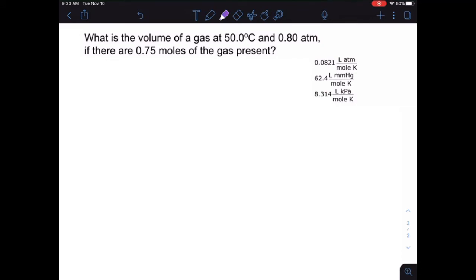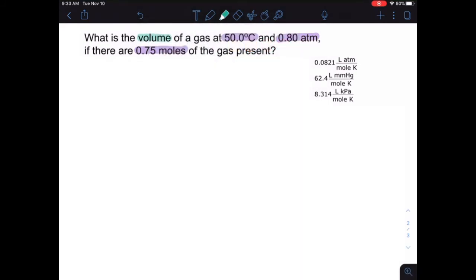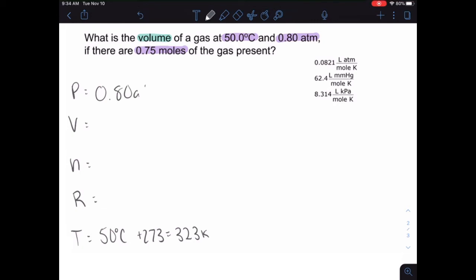Let's go ahead and look at another one. So what is the volume of a gas at 50 degrees Celsius and 0.8 atmospheres if there are 0.75 moles of the gas present? And this time we're solving for volume. So again, writing out my variables. 50 degrees Celsius is our temperature. We need to convert that to Kelvin. 0.8 atmospheres is our pressure. 0.75 moles is our amount. And volume is what we're solving for.